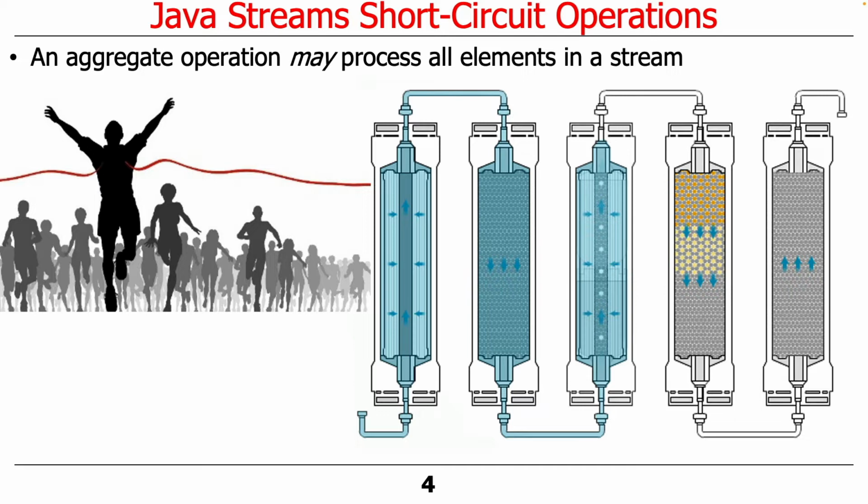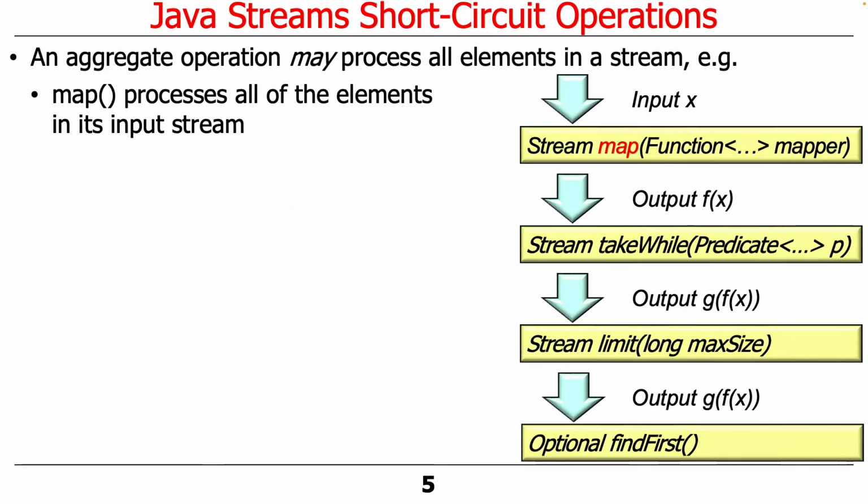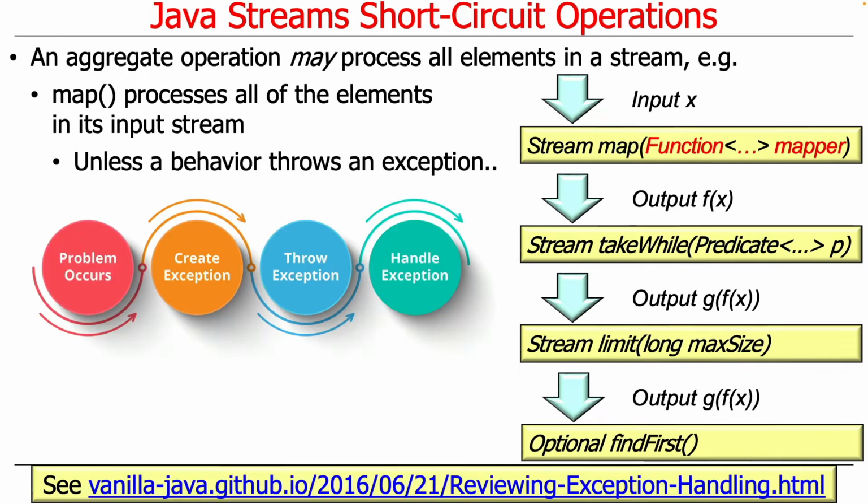So remember, an aggregate operation, which we just talked about, may process all the elements in a stream, may run to completion. A good example of that would be the map operation, which will in fact process all the elements that it gets as the input stream and produce an output stream with the potentially transformed versions of those input stream elements. Unless, of course, an exception is thrown. If an exception is thrown, then boom, we're going to jump out, and exceptions are handled wherever they're handled.